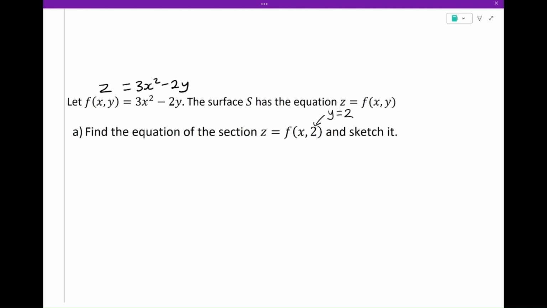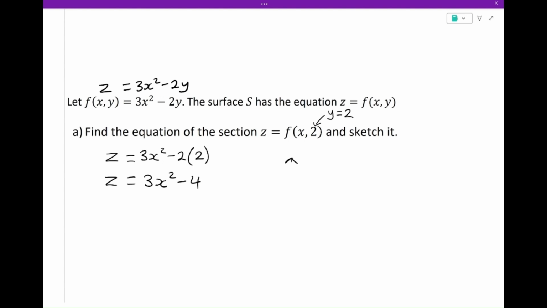Okay, so we've got the section and we've got a specific value for y, which we're going to sub in. So we're going to get z is equal to, the 3x squared stays the same, and then we get negative 2 multiplied by y, which is positive 2. So if we simplify that, we get z is equal to 3x squared take away 4. So let's have a go at sketching this.